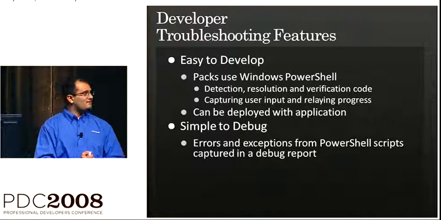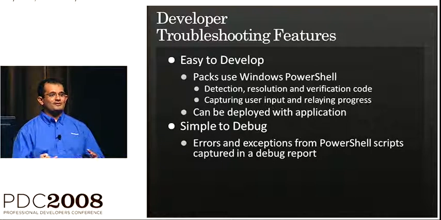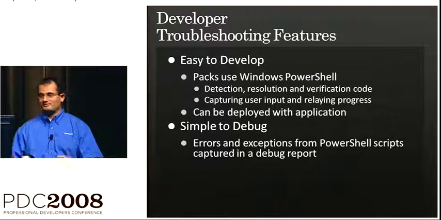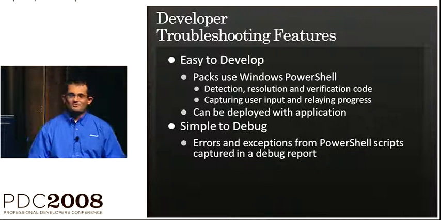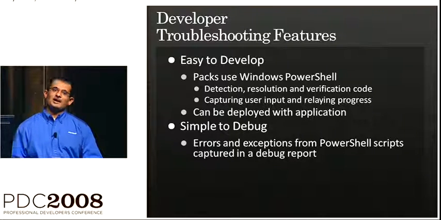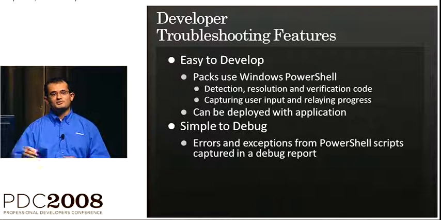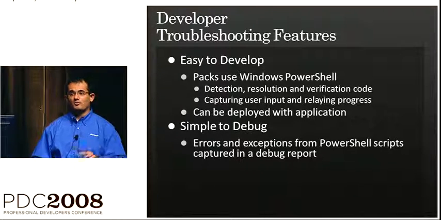Now, we understand that it may be necessary to debug these things, because the worst case would be a troubleshooting pack that tries to fix a problem that actually has a problem. And so what we did is we added something called a debug report. So as this troubleshooting pack is running, all the information, such as errors and exceptions that are caught by the PowerShell scripts, are stored in this debug report.